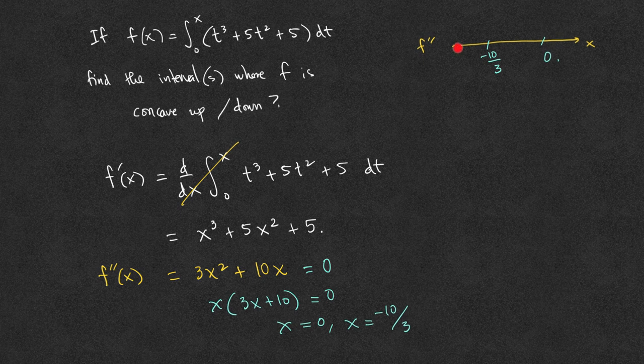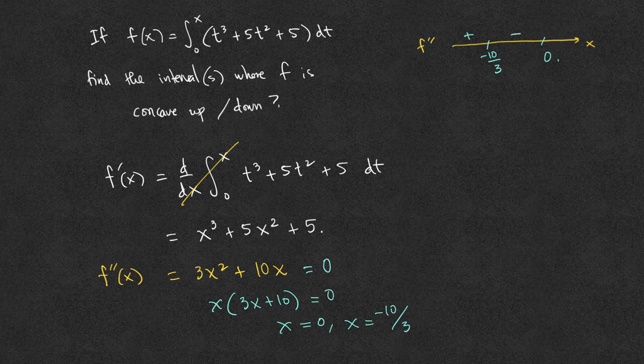Taking any number in the first interval, negative 100 for example, negative 100 times 3 times negative 100 plus 10 is negative. A negative times a negative is a positive. Picking any number between negative 10 over 3 and 0, negative 1 will work. We plug negative 1 into this second derivative. The first factor is negative. 3 times negative 1 plus 10 is positive. A negative times a positive is a negative.